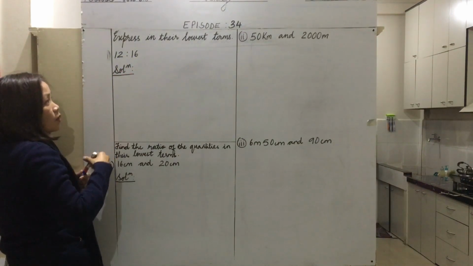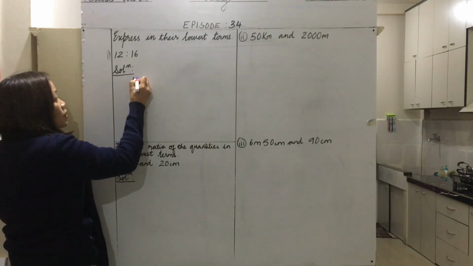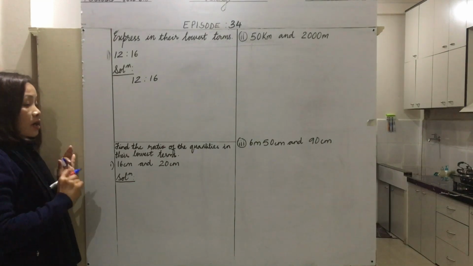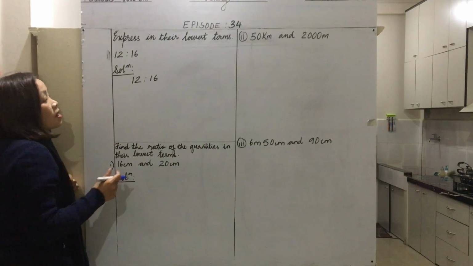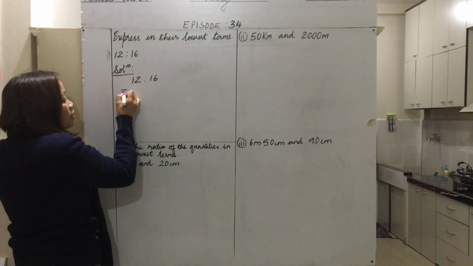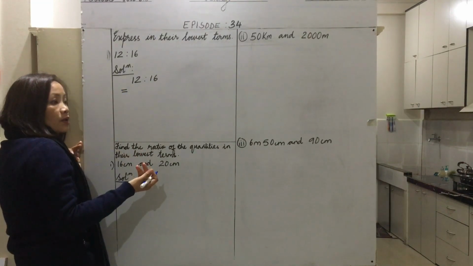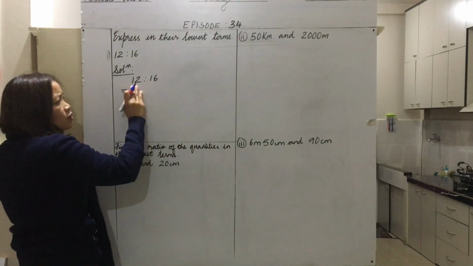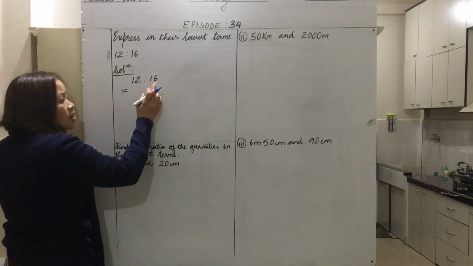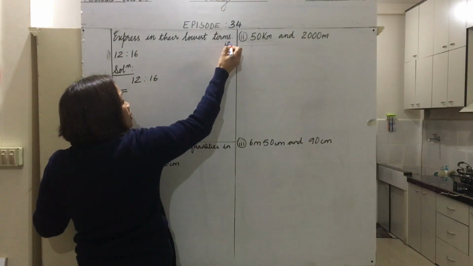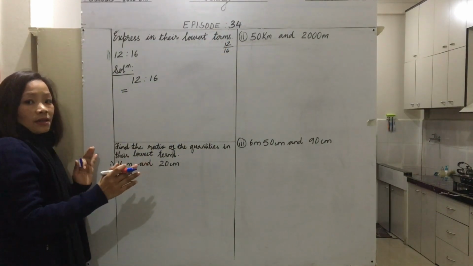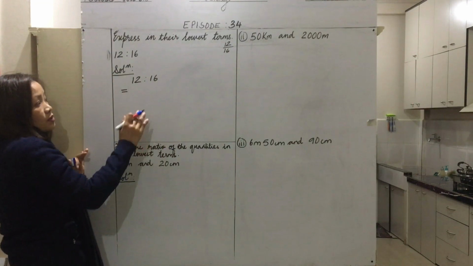We need to express this in the lowest term, since 12 and 16 still have a common factor. That means they are not yet in the lowest term. So to convert this to the lowest term, just like how we reduce fractions, and one thing, ratio can also be expressed as a fraction, right? So when we have 12 is to 16, this can also be written as 12 by 16, and we reduce it just like how we reduce fractions.